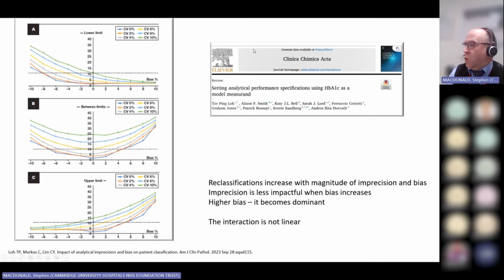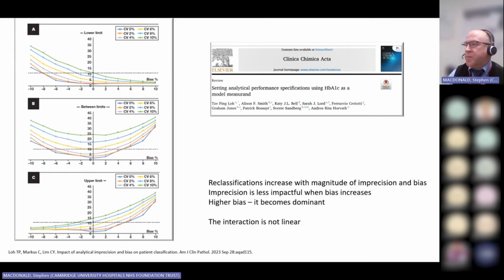And this follows on from work that they published previously in this paper, that reclassifications, or more correctly, misclassifications, increase with the magnitude of imprecision and bias in our assays. That makes a lot of sense. But the important thing is that imprecision is less impactful when bias increases. So this linear combination of imprecision and bias now starts to look like we need to dig into it a little bit further.